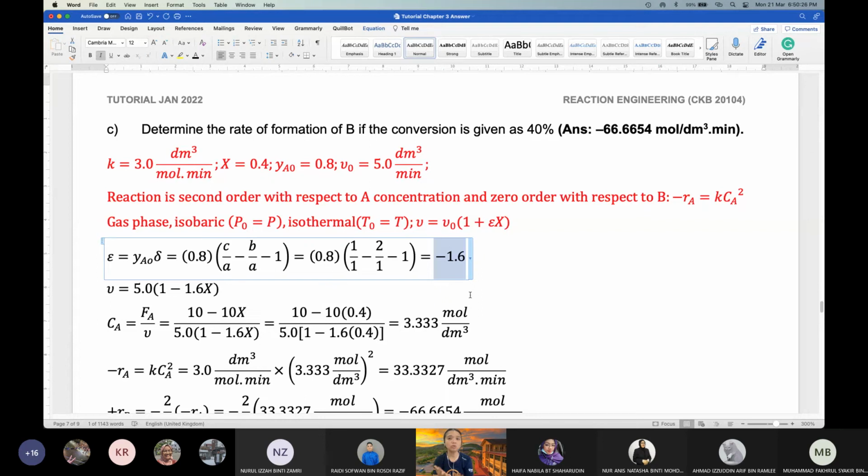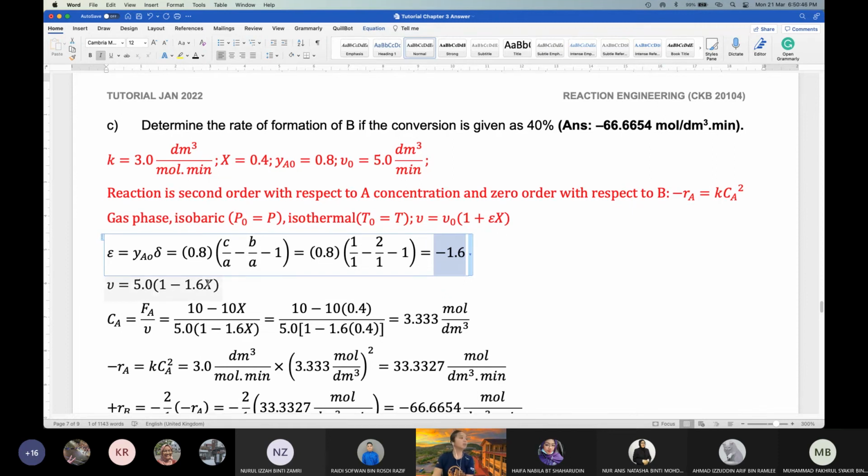So epsilon, like I told you, can be negative, can be positive. Possible sama ada negatif atau positif. Asalkan kamu kira betul, tak kisah pun kalau kamu dapat negatif atau positif, because it depends on the reaction. Okay, so bila kamu dah dapat epsilon, kamu replace dalam equation dia. Outlet volumetric flow rate equals inlet 5 in bracket 1 plus epsilon x. But my epsilon is negative 1.6. That's why it becomes 1 minus 1.6x.